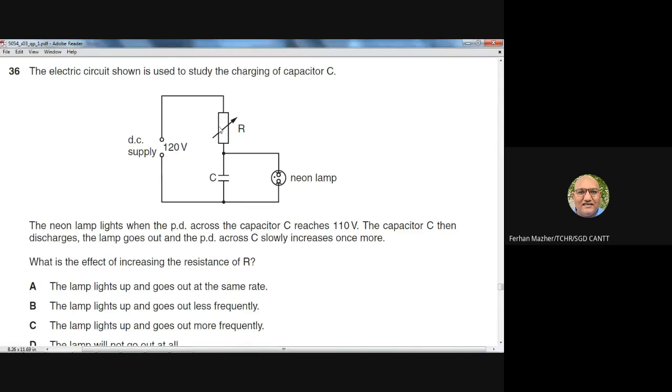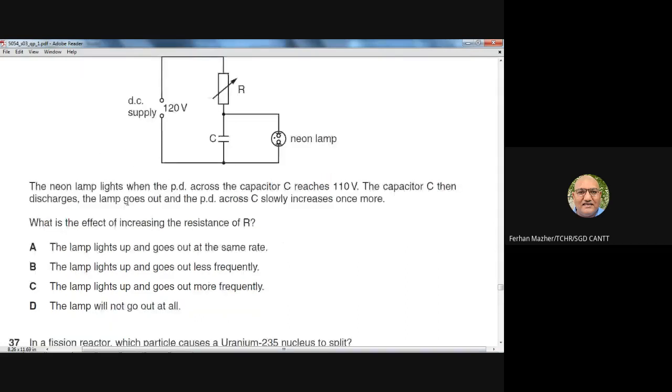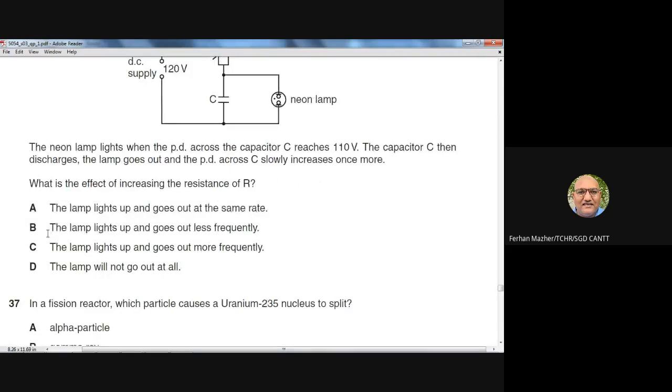If you increase the resistance R here, it will take a higher voltage drop. Then the voltage provided to the capacitor and the neon lamp will be reduced, so the capacitor will take a longer time to charge up. So the frequency of the neon lamp switching on and off will decrease. What is the effect of increasing the resistance R? Does the lamp light up and go out at the same rate? No. The lamp lights up and goes out less frequently. Yes, that's the thing.